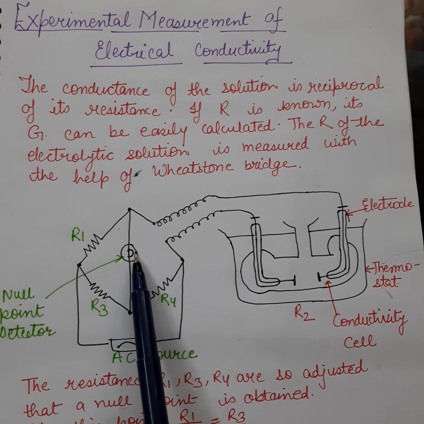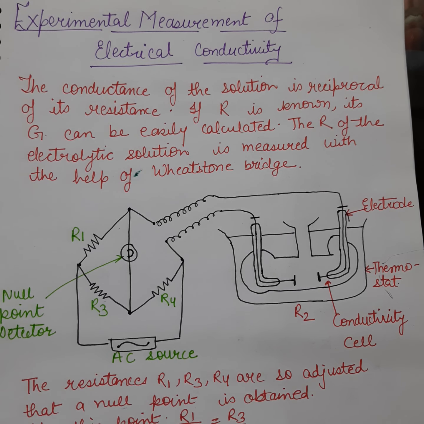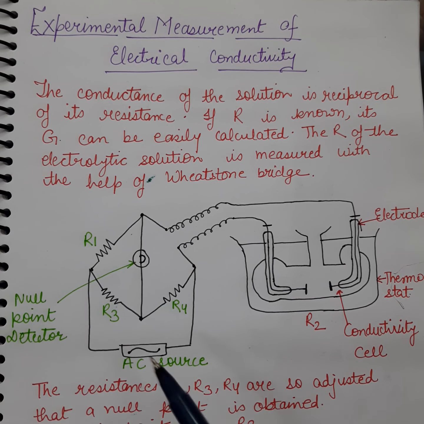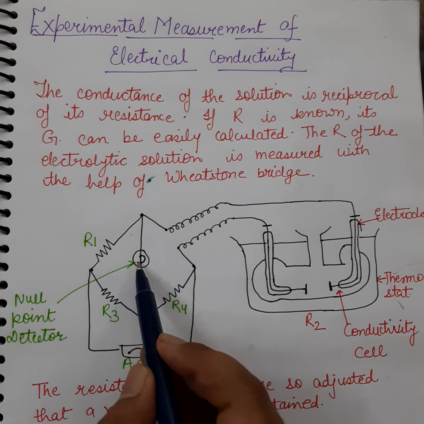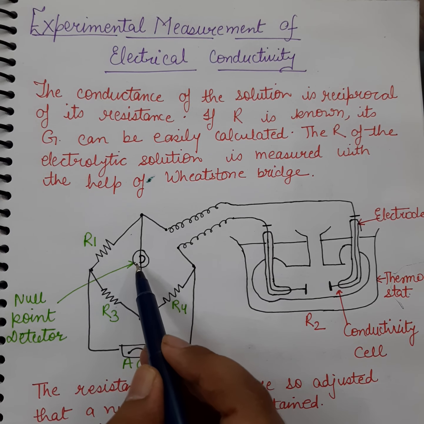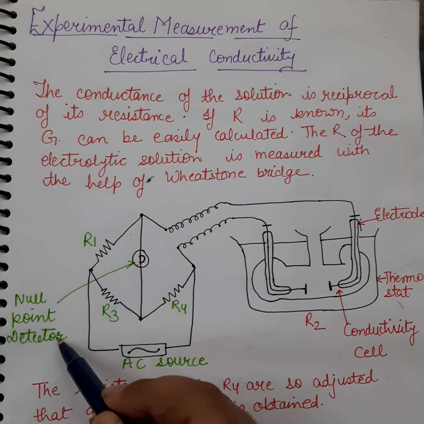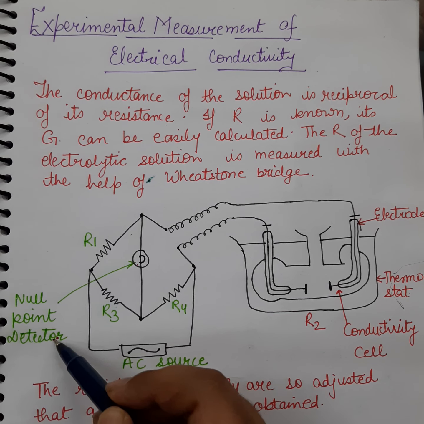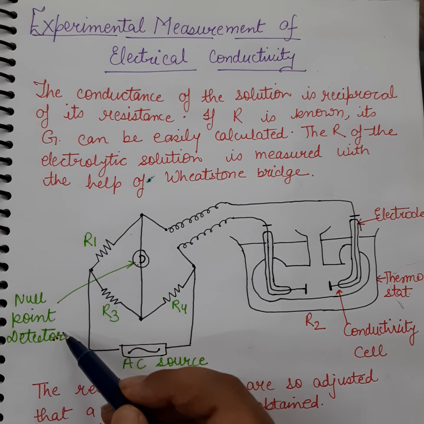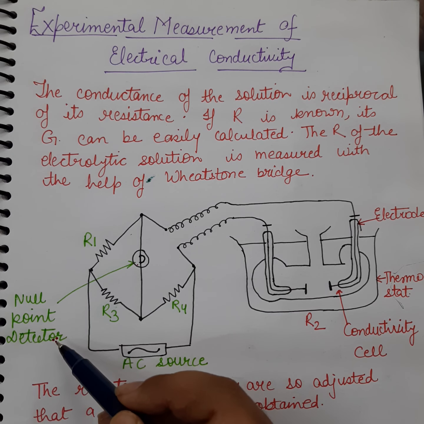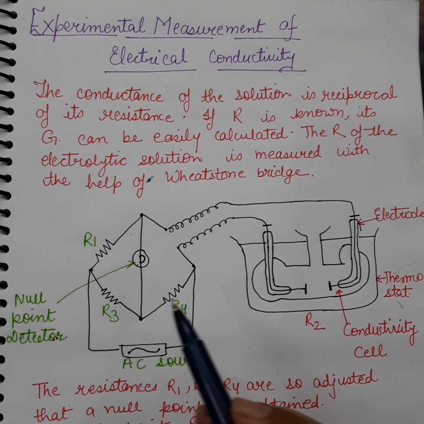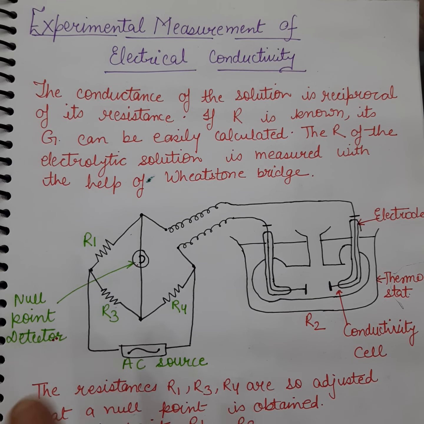So students, this is a device which indicates 0. You can see it in your book. This is denoted by D, because this is known as the null point detector. This is a device, students, which indicates 0 when the balance condition occurs. Null means 0, point detector.